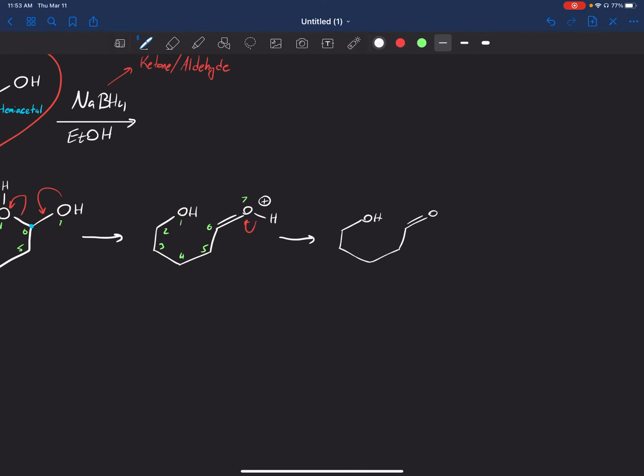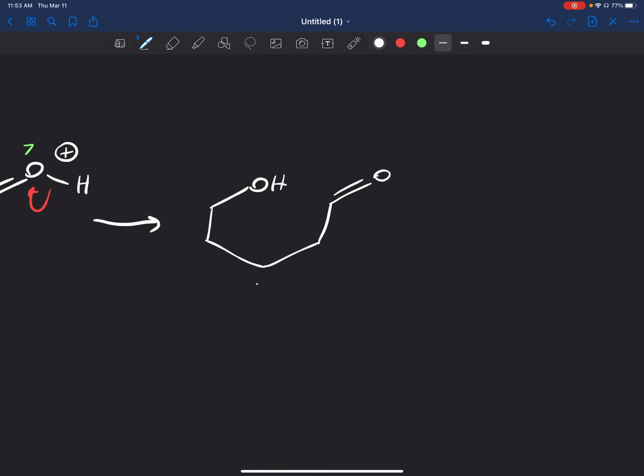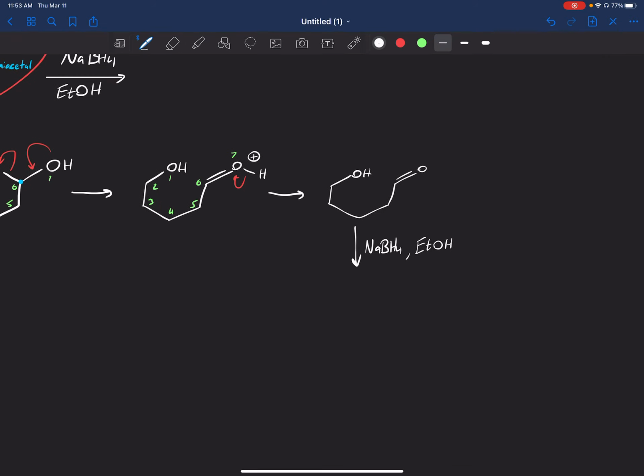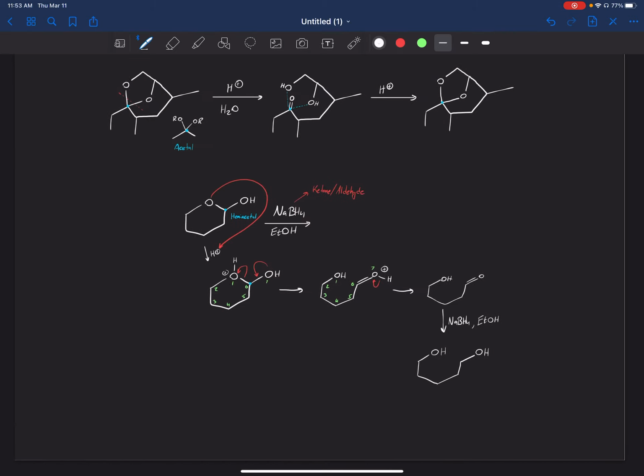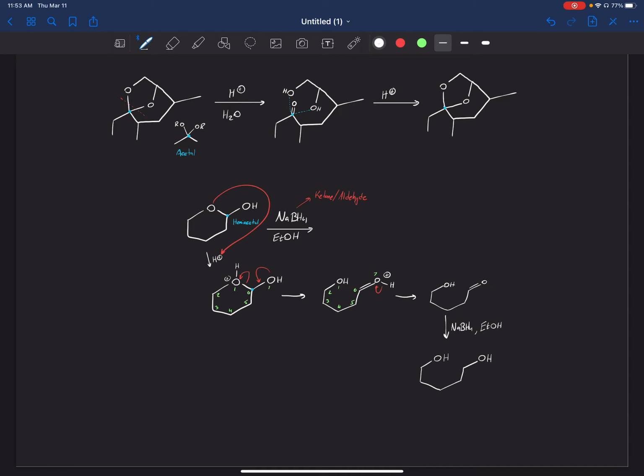And now what do we have? Now we have our carbonyl. Perfect. Now we can do our NaBH4 with our EtOH, and it'll work on that carbonyl. The alcohol stays the same, and NaBH4 doesn't do anything to it. Now we have that. So these are two really common questions. They may be a little bit challenging.